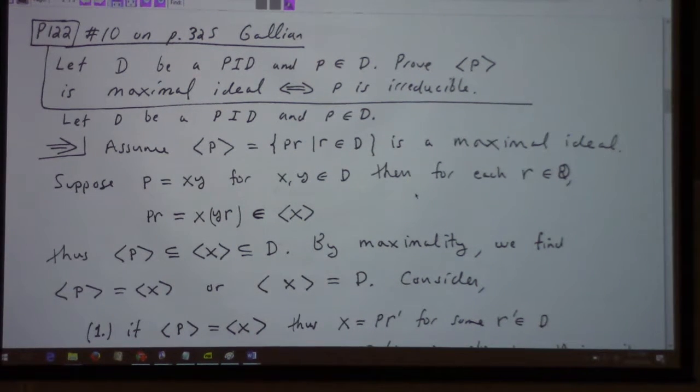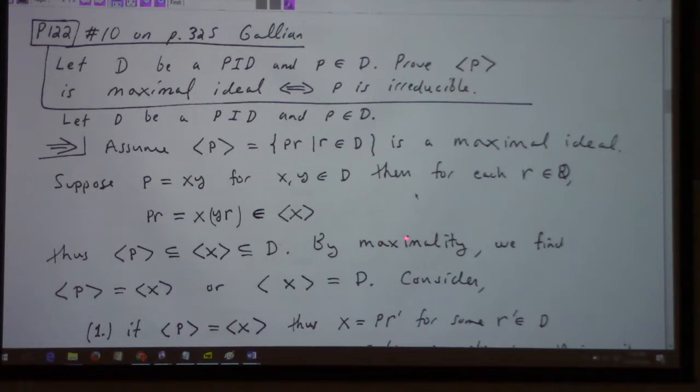Let D be a PID, principal ideal domain, p an element of D. Prove that the ideal generated by p is a maximal ideal if and only if p is irreducible. So let's see here. If this is a maximal ideal, and if I suppose I have p equal to x times y, right? Then for each r, p times r is x times y times r. So that means that this is an element of the ideal generated by x. Consequently, the ideal generated by p would be a subset of the ideal generated by x, right? Which would be a subset of D.